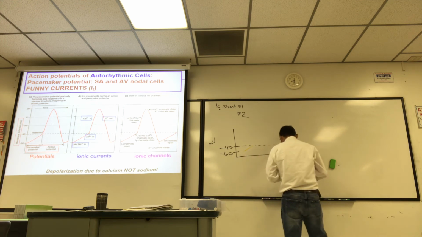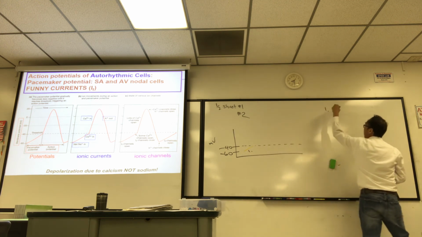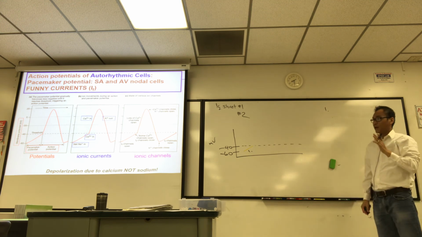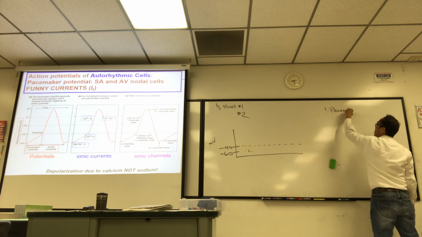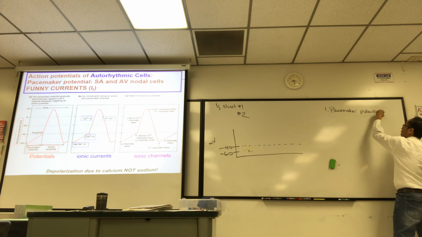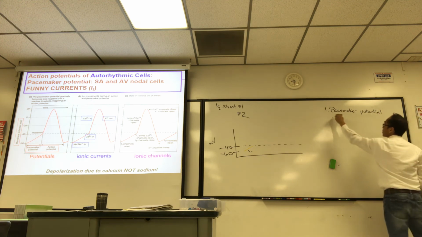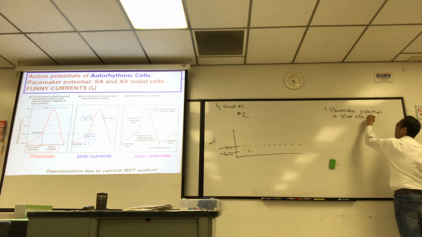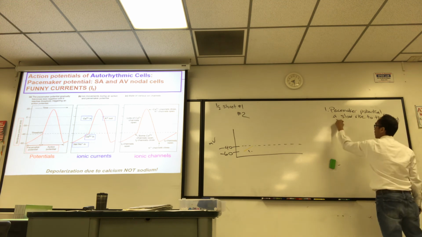Right there. I used yellow. I'll call it number 1. Number 1, we call it a pacemaker potential. It's a slow rise to threshold, carried by sodium current.